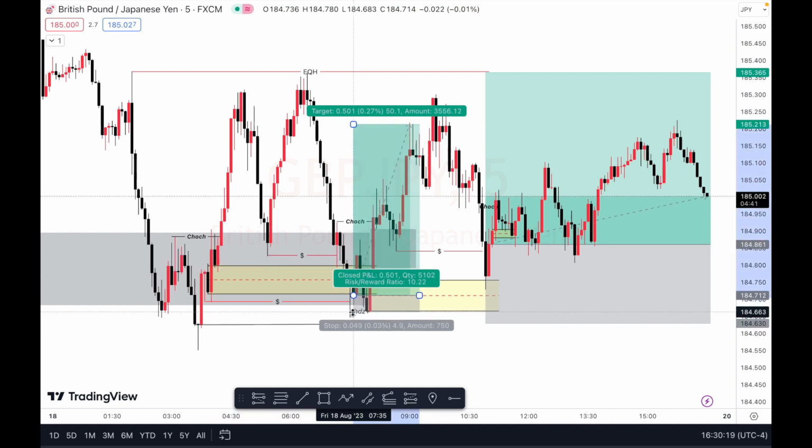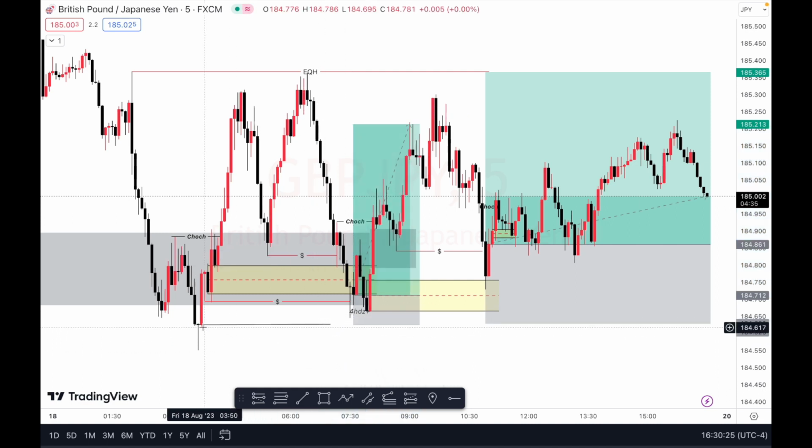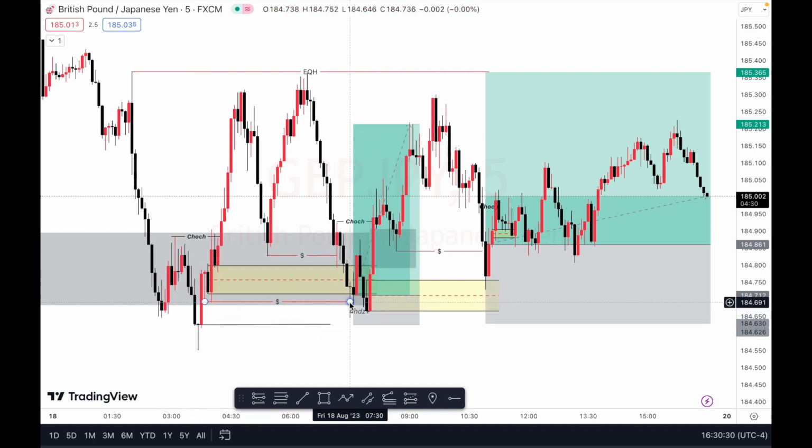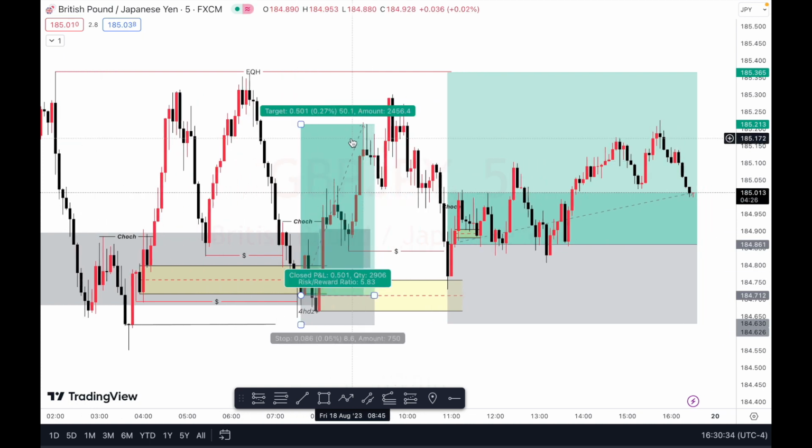Price is just breathing. This is not enough breathing room. This is too conservative. So if I'm wrong, I want to see this low taken out. I don't want to see this little bit. This doesn't bother me. So now we went back up, right? So now I closed this trade in profit.